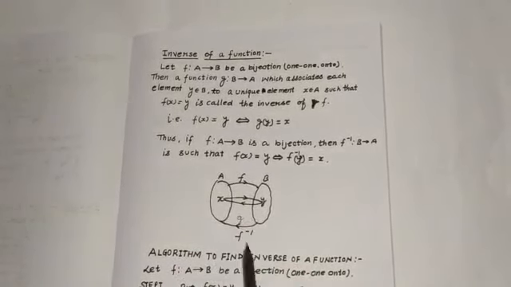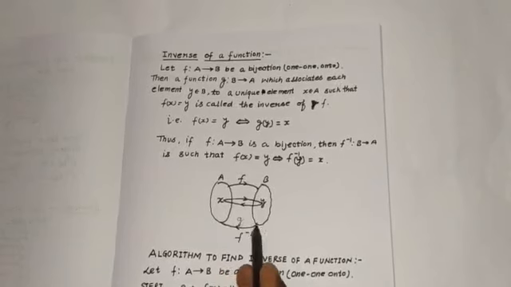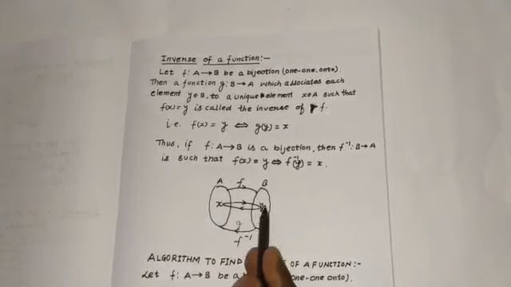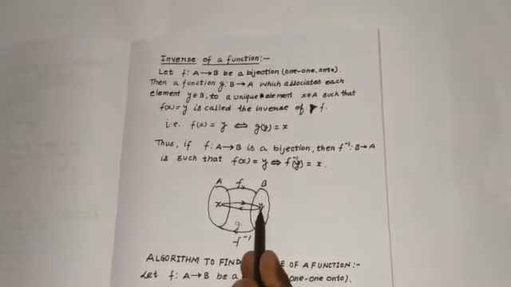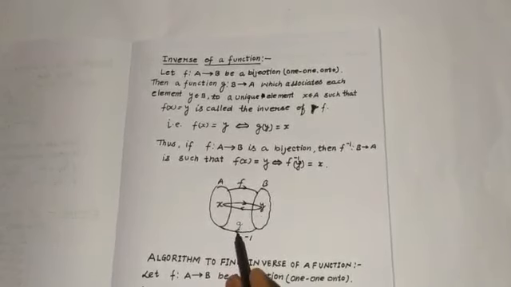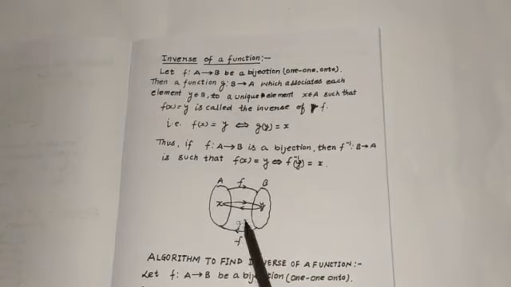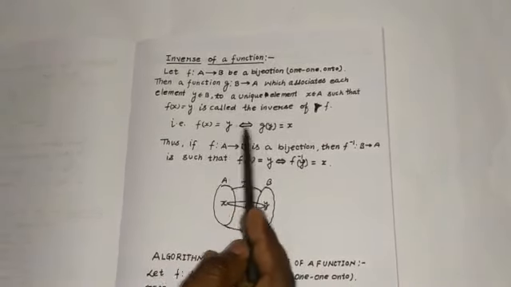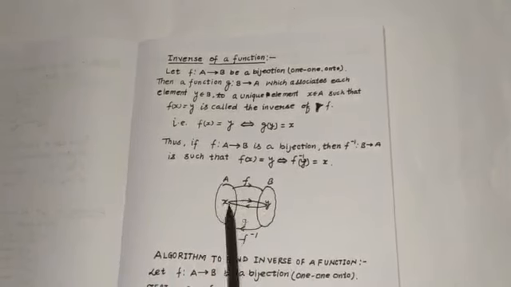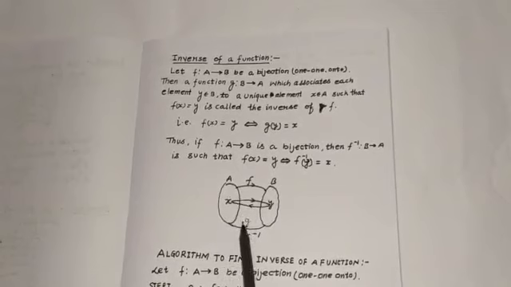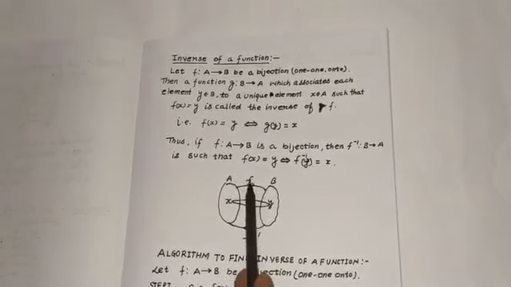This is g function, which maps from B to A, such that g(y), this y element associated to the element x under g function, then you can write g(y) equals x, means f(x) equals y and g(y) equals x. x is associated to the element y and y is associated to x. It means g will be the inverse function of f.